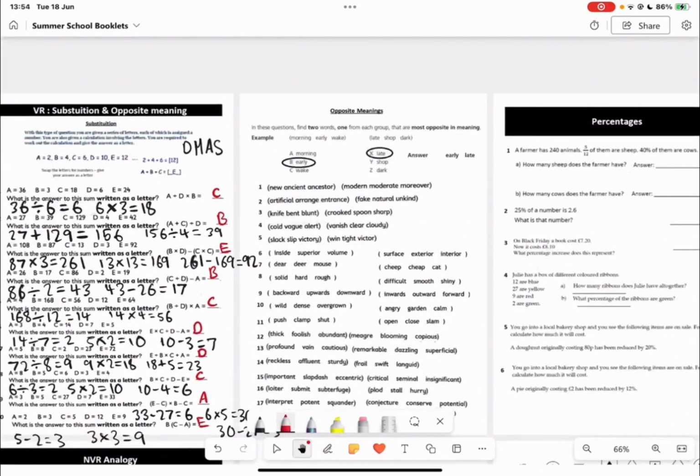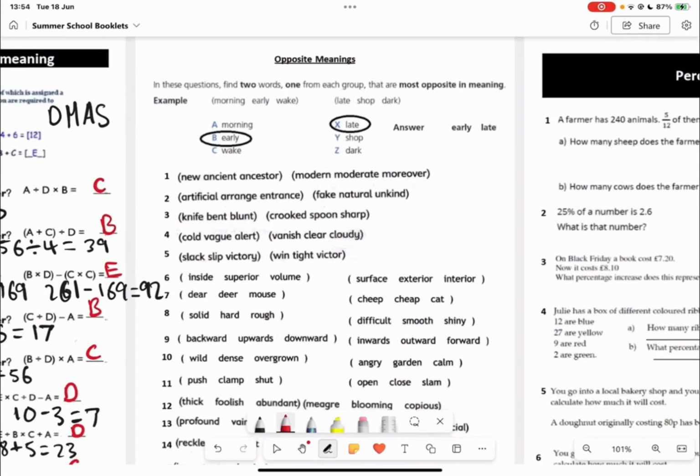Next, we move on to opposite meanings. So these are like antonyms. And this is all in VR. So looking at antonyms, the answer to question 1 will be ancient and modern, because ancient is something that's old and modern is something that's new. Then, question 2. The answer will be artificial and natural, because artificial is something that's man-made, whereas natural is something that isn't man-made, and hence they're opposites.